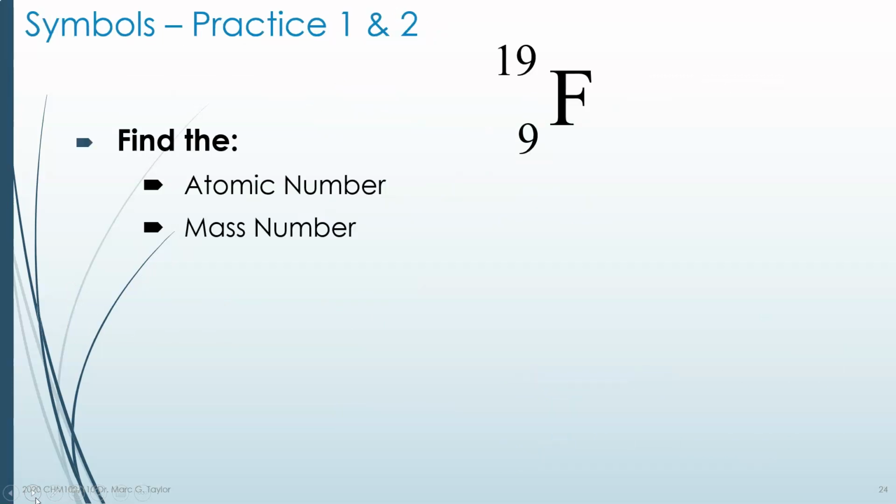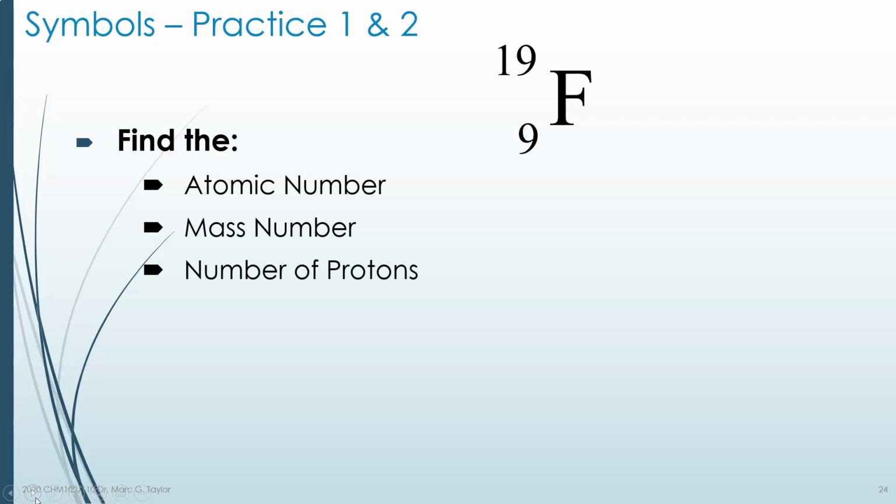Here's another one. The symbol is F. There's 19 in one corner, 9 in the other corner. What's the atomic number? Well, remember the atomic number is the bottom left, so that would be 9. And the mass number, that's the protons and neutrons, that's in the upper left-hand corner, that's 19. So 9 and 19 are your 2 numbers.